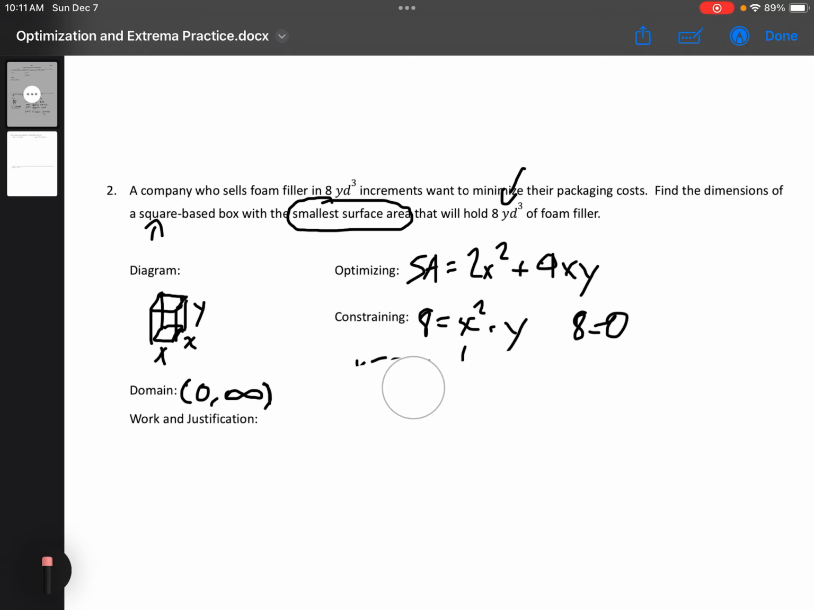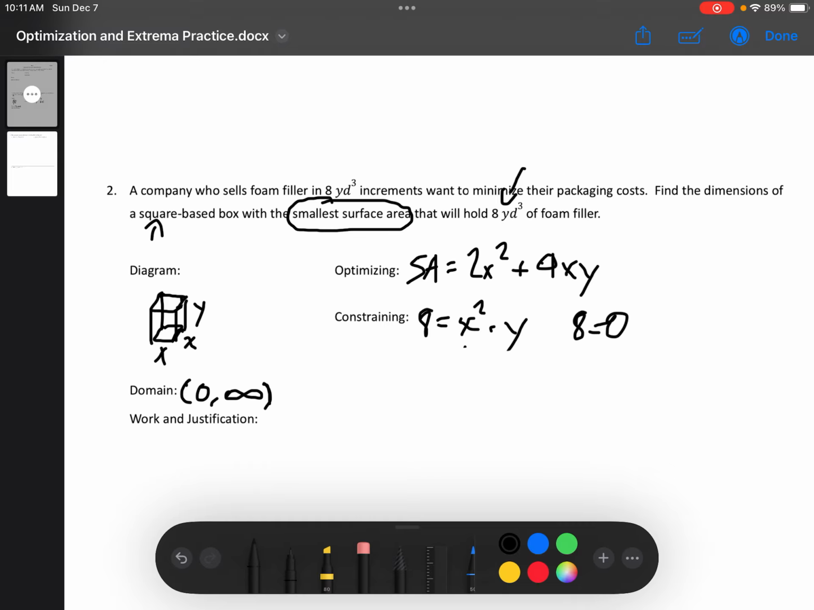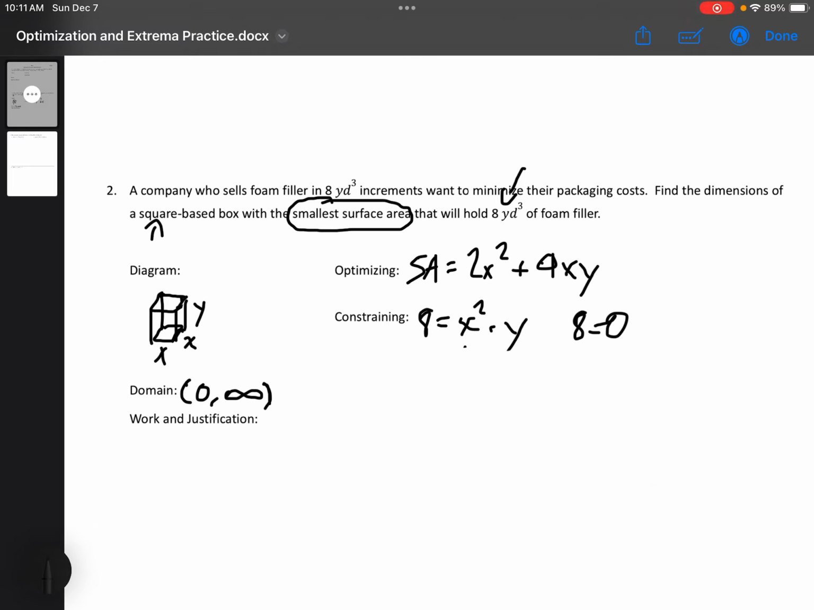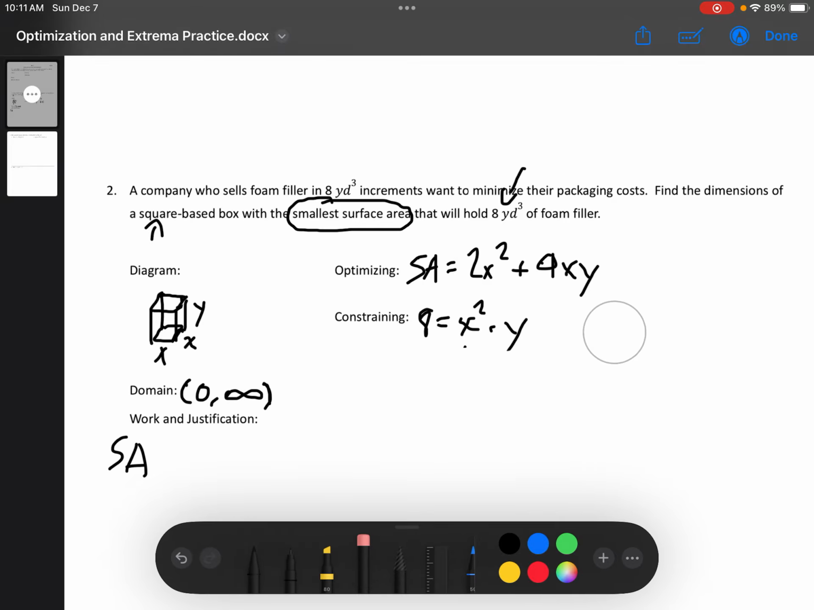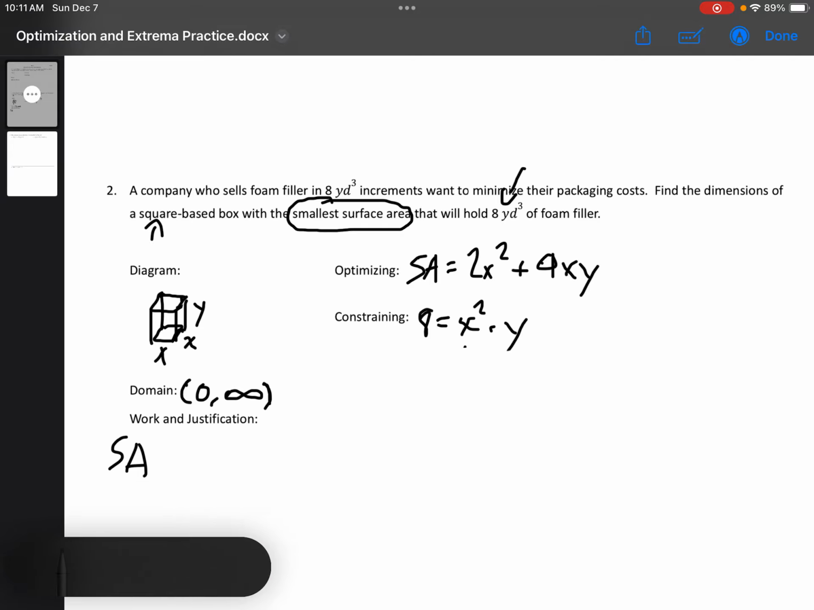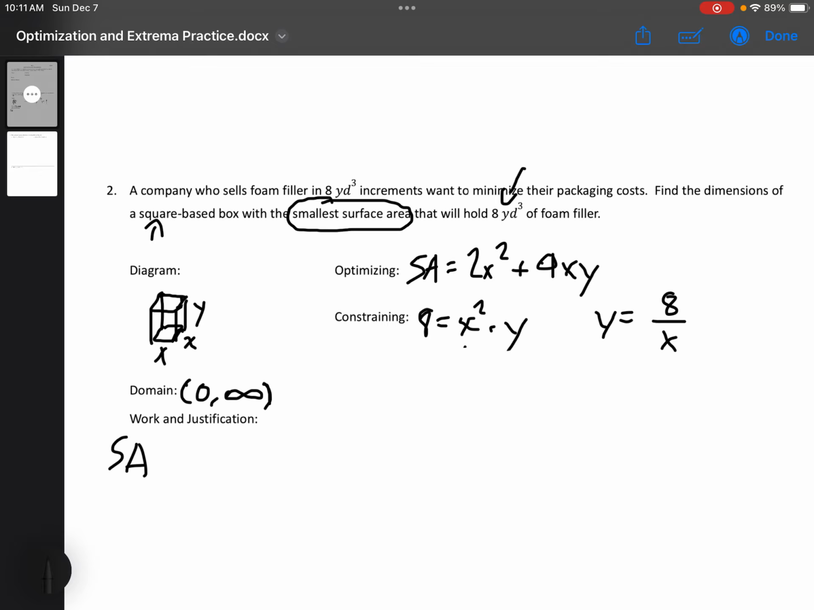So let's just delete this. Now we need to show our work and justification. Our surface area, we want to write in terms of x. The constraining equation in terms of x would be y is equal to 8 over x squared.